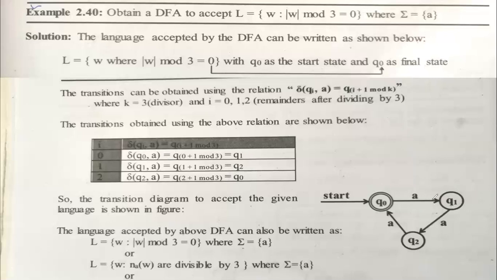So we have a transition. Q1 on receiving A, it will be going for Q2. Right? Q2 on receiving A, it will be going for Q0, exactly. And which is the final state? Q0 should be made as the final state. Okay? So this is the DFA we can design for this particular language.